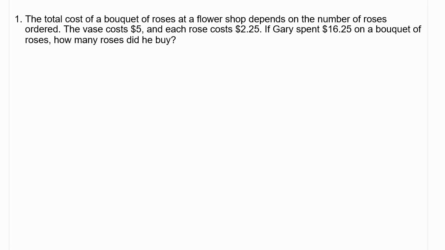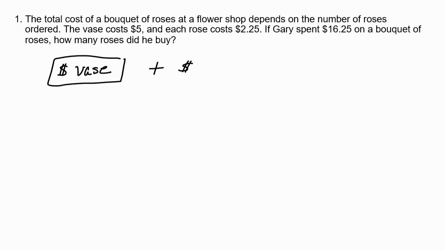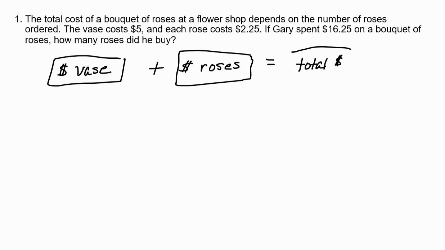The first thing that I'm going to do is to sort of draw a picture of what's going on. I've got the cost of the vase plus the cost of the roses, and that's going to give me my total cost. So this is just to kind of help organize your thinking and also to help you write out your equation. The cost of the vase, I know, is $5.